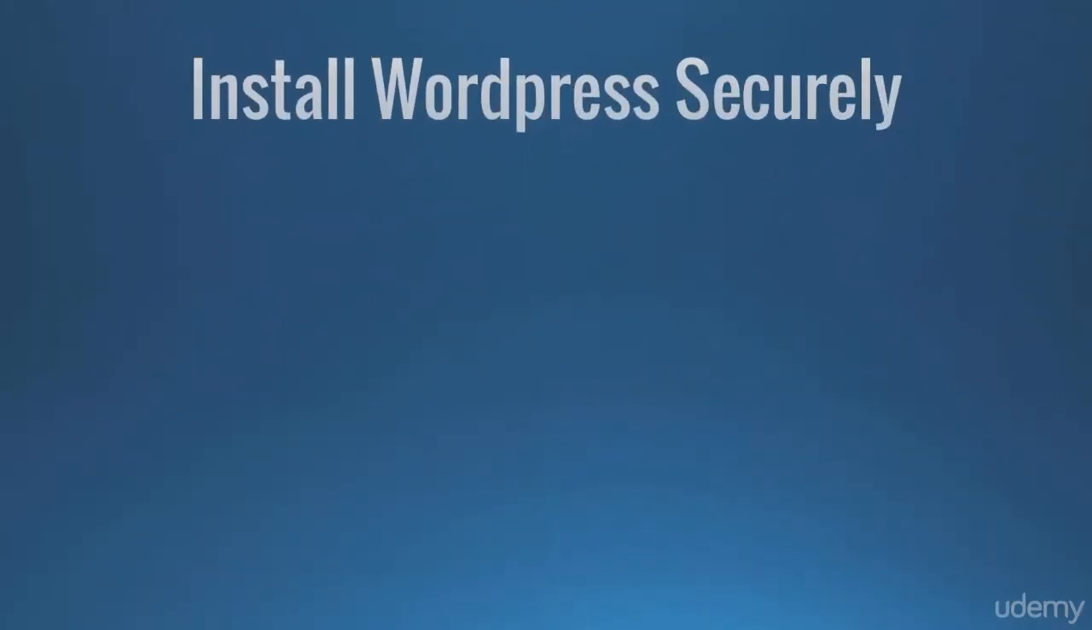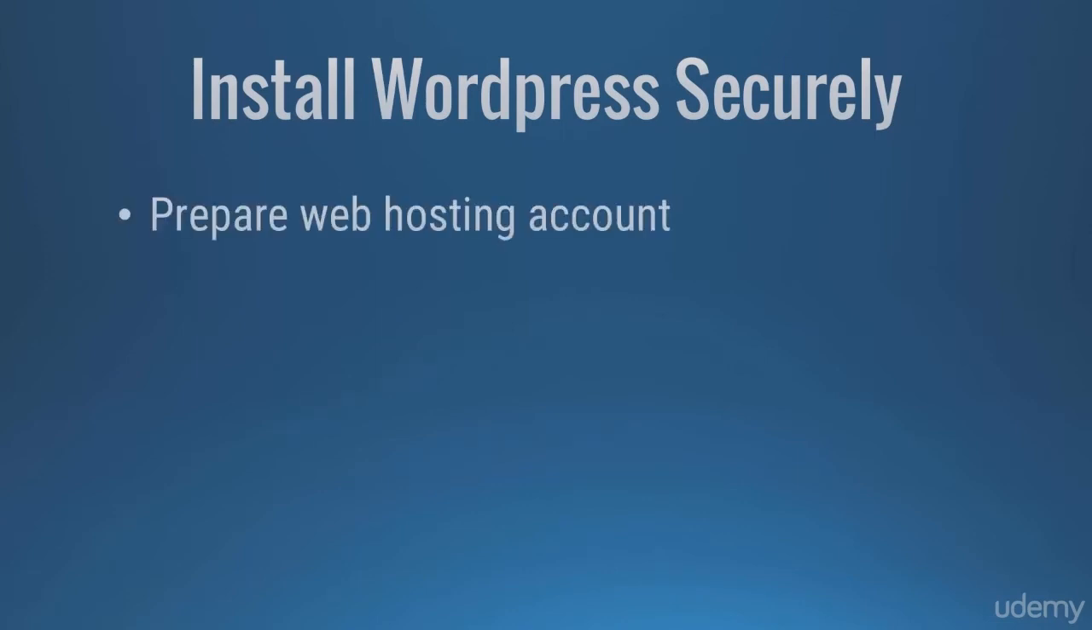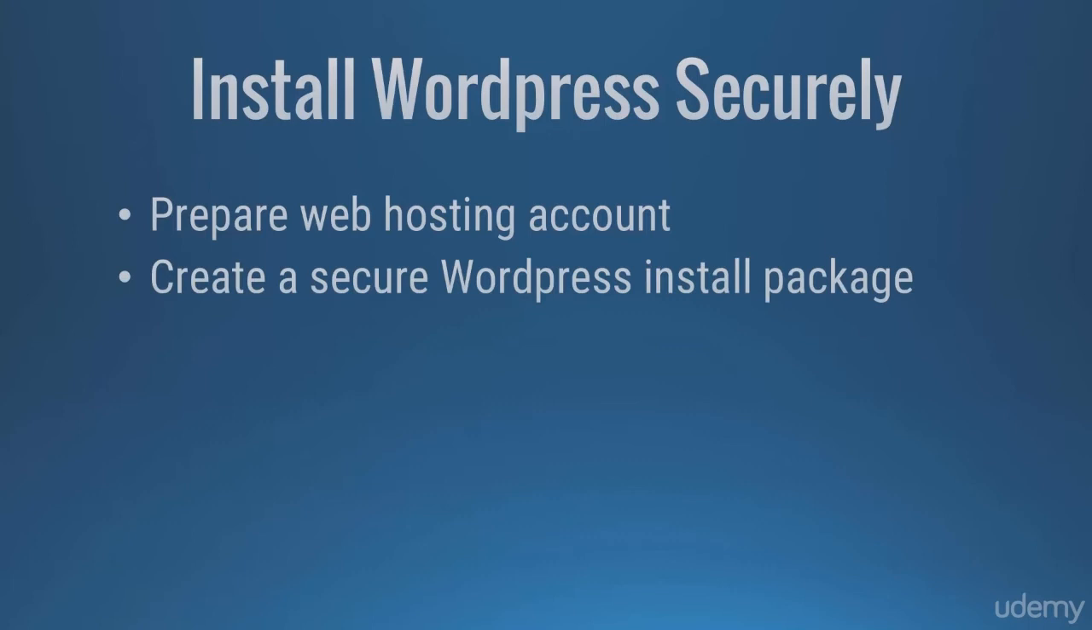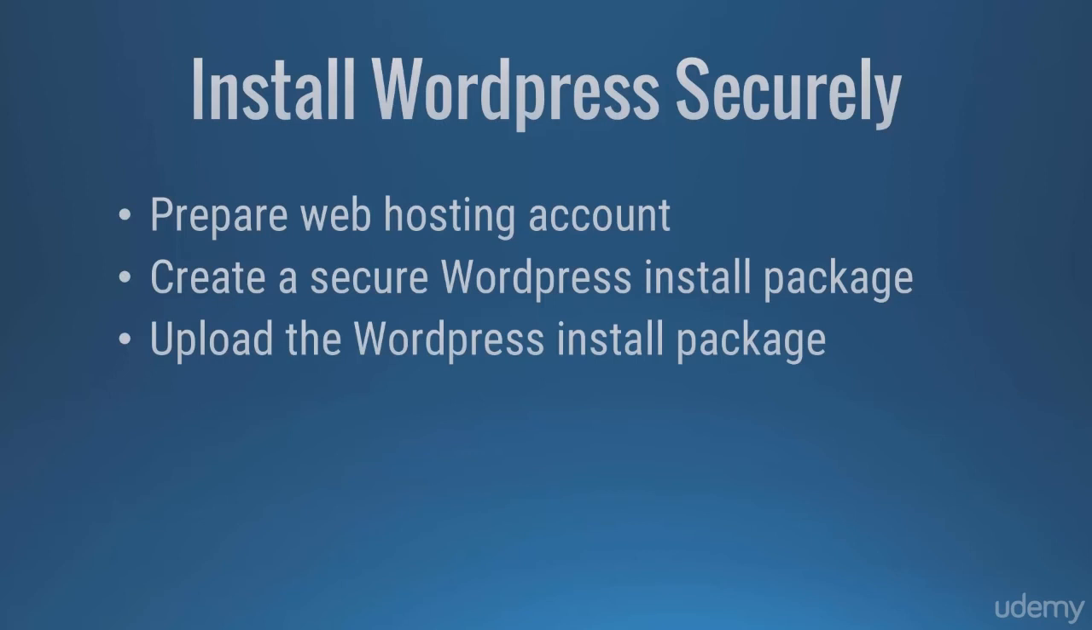In this lecture, we're going to cover how to install WordPress securely and the different steps that we'll need to follow. First of all, we're going to prepare our web hosting account for a secure WordPress installation. Then we're going to create a secure WordPress installation package from the WordPress binaries. Then we're going to upload the WordPress install package, and we're going to upload it over a secure connection. And then we're going to perform some post-installation cleanups. So with that, let's get on with preparing our web hosting account.